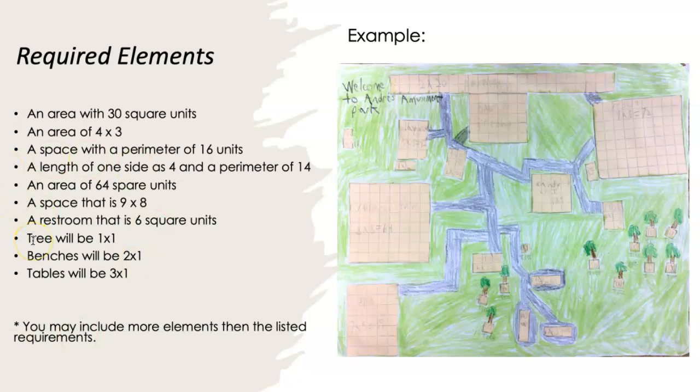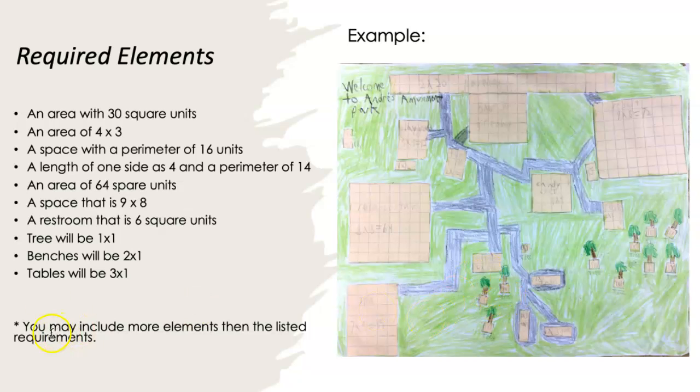Here are the required elements. The elements are anything that you include in your park. So one of your required elements is that it has to have an area of 30 square units. So if I look here, I see 1, 2, 3, 4, 5 by 6, and 5 times 6 is 30. So this right here is 30 square units. So I've got that one right there. This square is 8 by 8, and 8 times 8 is 64. So that one fills this requirement of 64 units. You'll see trees will be 1 by 1. So the trees you can see have just 1 square unit.